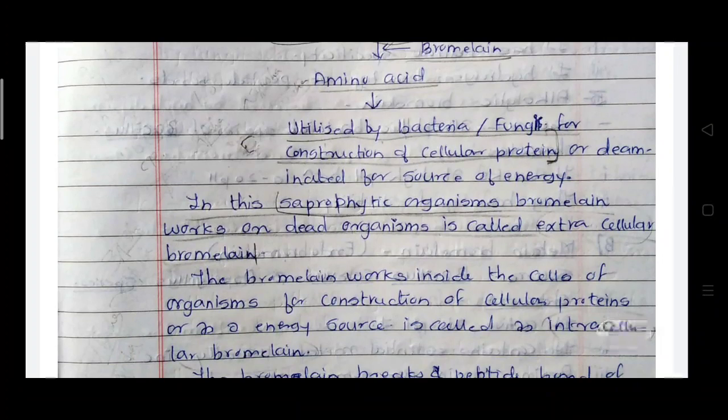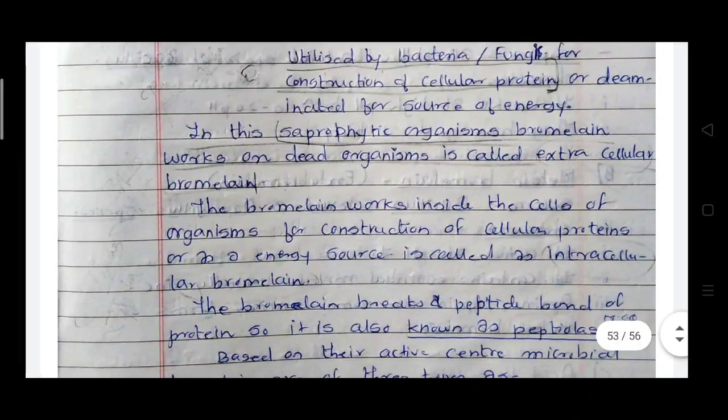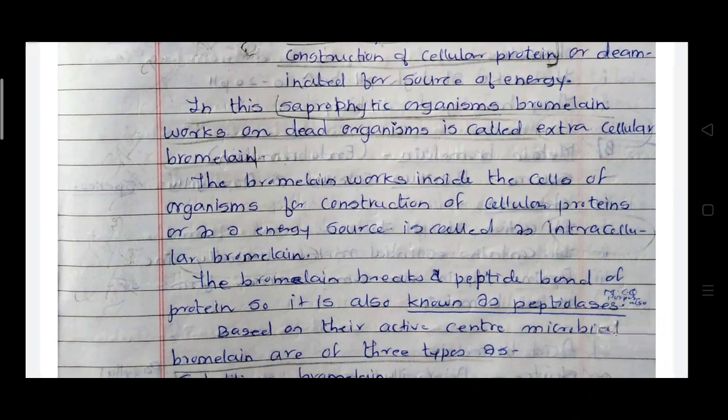Bromelains also work inside the cells of organisms for the construction of cellular proteins and as an energy source. So they are called intracellular bromelain. So there are two types: extracellular bromelain and intracellular bromelain. Extracellular bromelains work on dead organisms, and intracellular bromelains work inside the cells of organisms for the construction of cellular proteins. These bromelains break the peptide bonds of proteins, so they are also called peptidases.